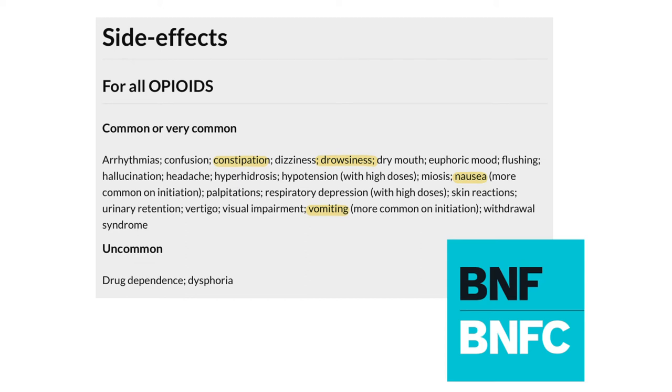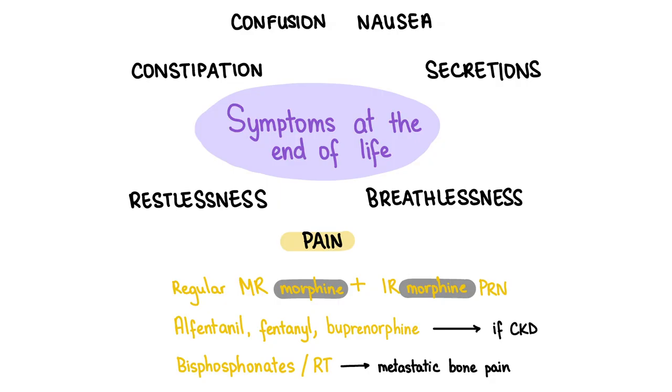So laxatives like senna should be co-prescribed for all patients starting opioids. In patients with chronic kidney disease, alfentanil, buprenorphine, and fentanyl are used instead of morphine. Patients with metastatic bone pain may find bisphosphonates or radiotherapy particularly helpful as pain relief.